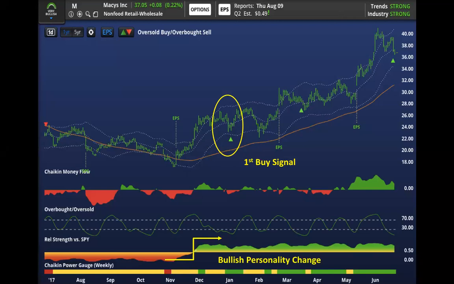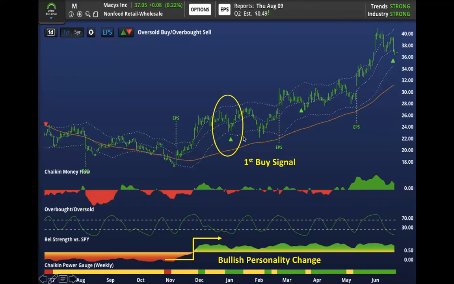And that first buy signal was what we call an oversold buy. It's a new 8-day low in a stock with a bullish power gauge rating that gets oversold. I owe this one to Larry Williams. He was also my long distance mentor when I created Chaikin Money Flow, using some of the research that he and Joe Granville did on accumulation distribution.